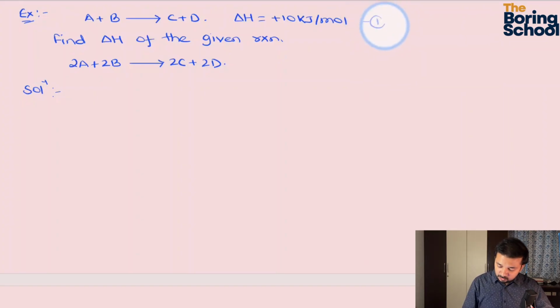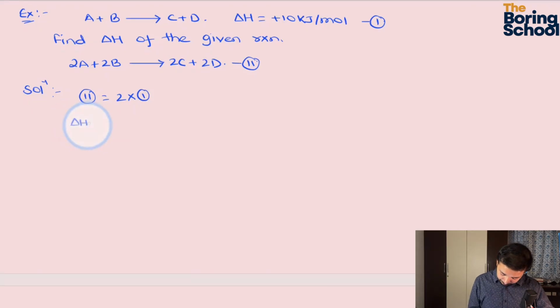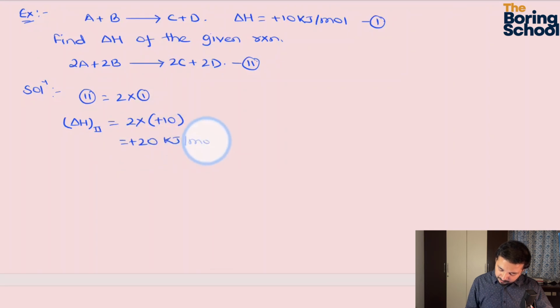So we can see that the given reaction can be obtained by multiplying the first reaction. Let's say this is reaction 1 and this is reaction 2. What I can notice is reaction 2 is 2 times reaction 1. So the same mathematical operation we can apply to the value of delta H. Delta H of the second reaction will be equal to 2 times delta H of the first, which is plus 10 kilojoule per mole. So this will be plus 20 kilojoule per mole.